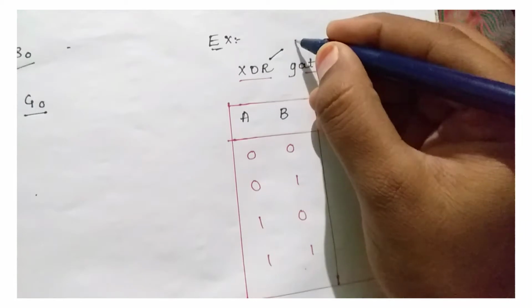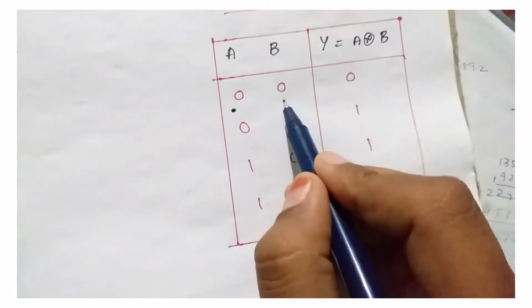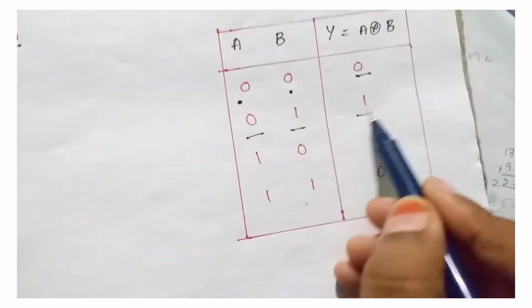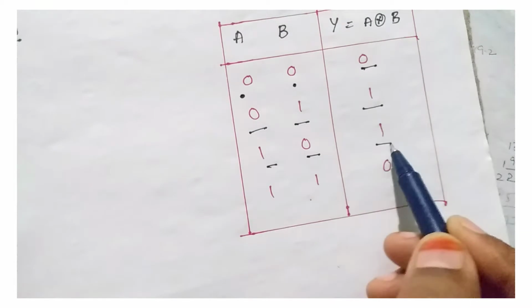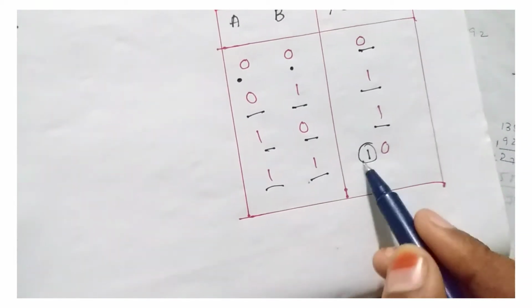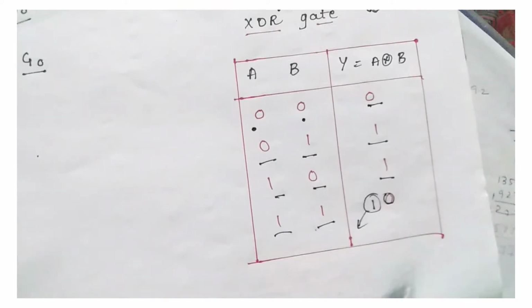Already we know the OR gate means adding. So let's see this table. 0 0 we add, we get 0. 0 1 we add, we get 1. 1 0 we add, we get 1, and 1 1 we get 1 0. So this is the carry, and we get 0 as the XOR gate output.